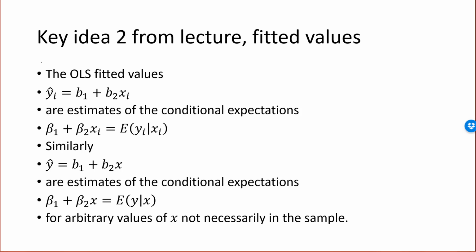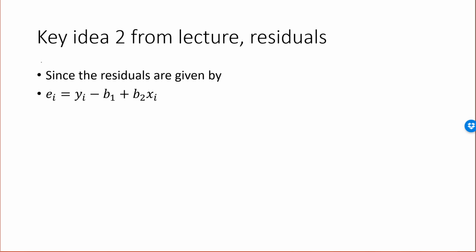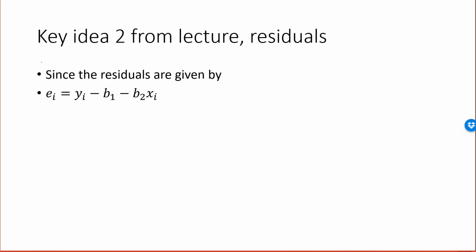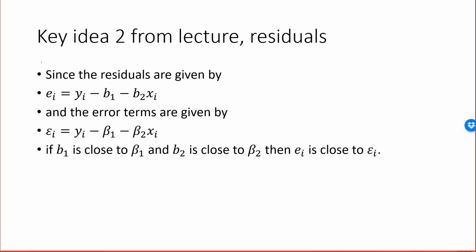Finally, we also have a relationship between the residuals and the error terms. So the residuals are these guys, yi minus fitted yi, or yi minus b1 minus b2 xi, at least after fixing that sign. And we have error terms given by epsilon i is yi minus beta 1 minus beta 2 xi. Well, if b1 is close to beta 1 and b2 is close to beta 2, ei is close to epsilon i. So keep this in mind. It's a really important distinction here between the residuals and the error term. The residuals, we can actually calculate those. Those are based on our estimated trend line. The error terms are the things that affect y that we do not control for. Those are unknown to us.